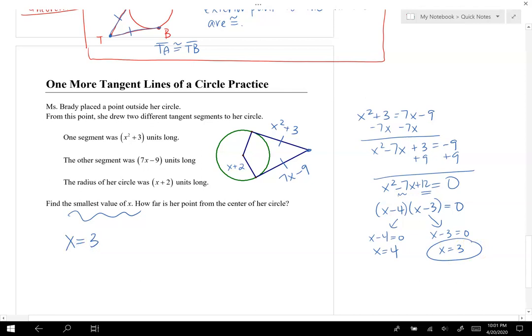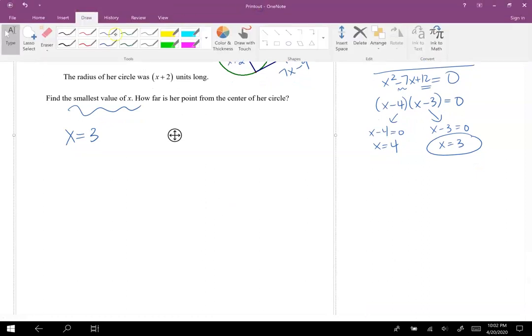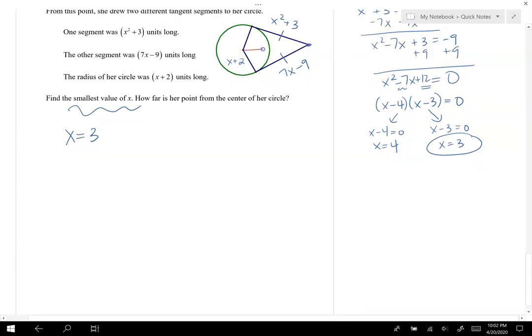How far is her point from the center of her circle? Sorry about that. My computer is being funny. So we want this distance. Okay, so I know these two. I've got my ice cream cone theorem here. I know I've got right angles. So I can deal with the right triangles. And if I plug in 3, I know this radius is 5. This side is 7 times 3, 21 minus 9. This is 12. This should be 12 also. And I want to figure out this segment. So I'm going to look at this triangle. 5, 12. And then this one.